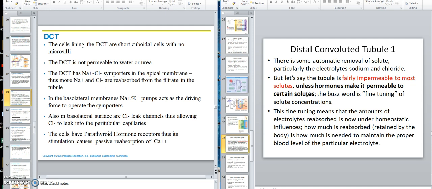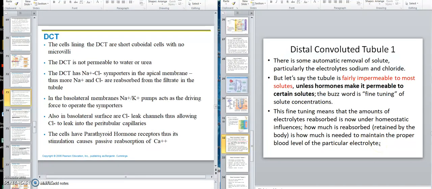Let me say it again. Fine-tuning of solute concentrations. This fine-tuning means that the amounts of electrolytes reabsorbed is now under homeostatic influences. How much is reabsorbed, which means retained by the body, is how much is needed to maintain the proper blood level of the particular electrolyte.